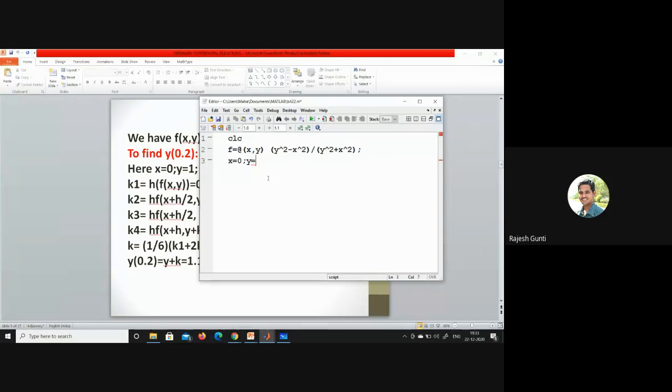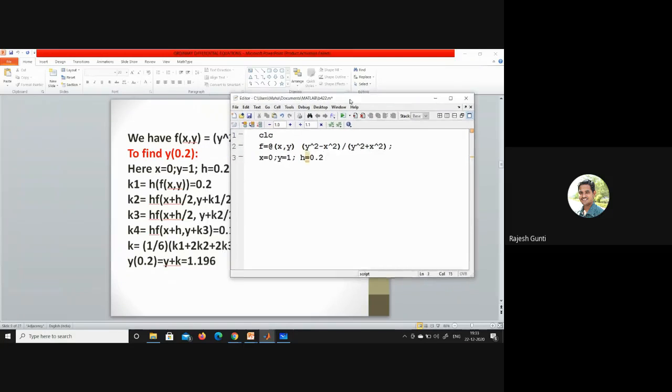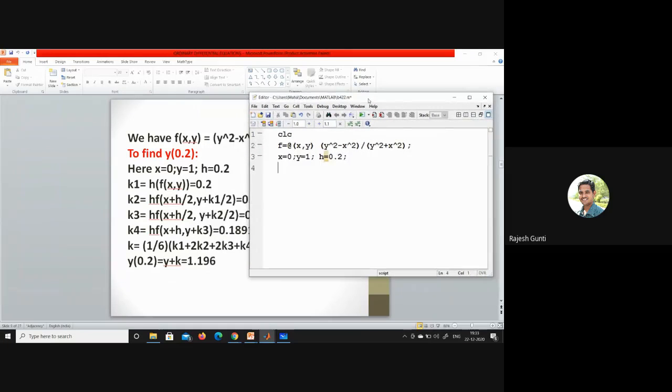Okay. Y value is 1. Am I correct? H value is... Later I will change the entire program. 0.2. Okay. 0.2, semicolon. First we calculate K1. How to calculate K1? K1 is equal to h into f of x comma y. That is the K1 value.